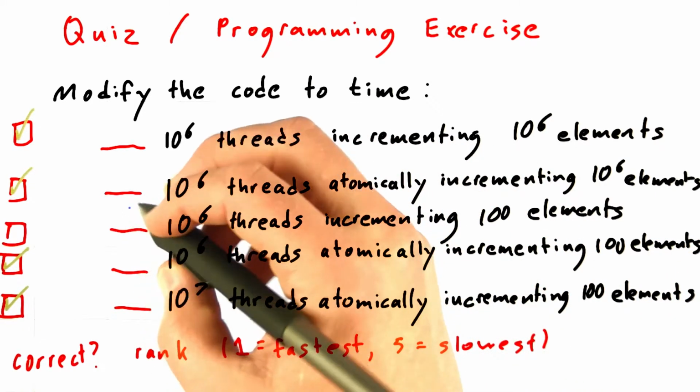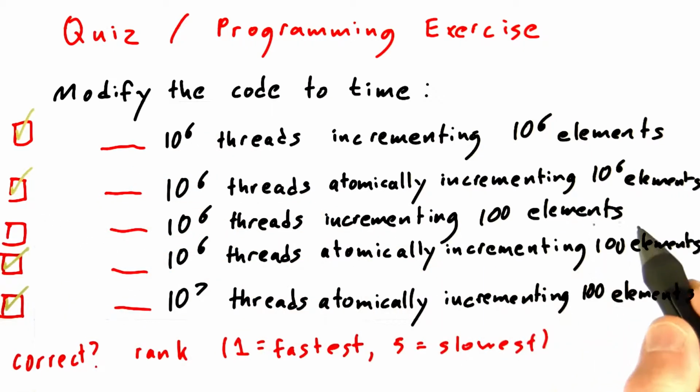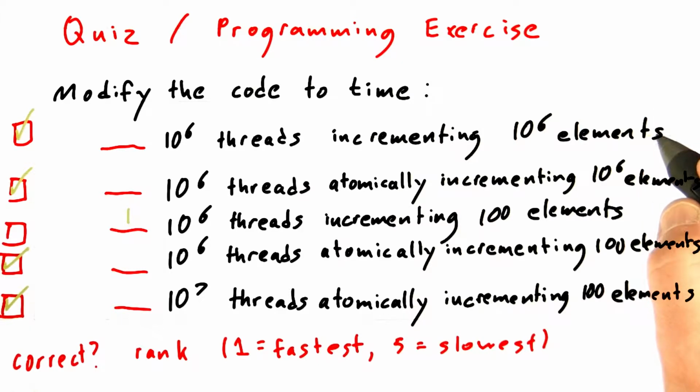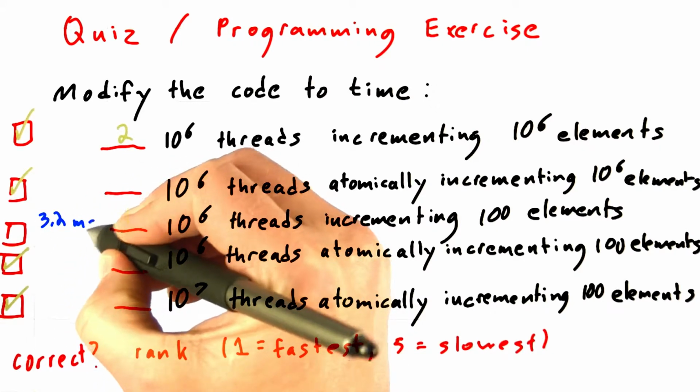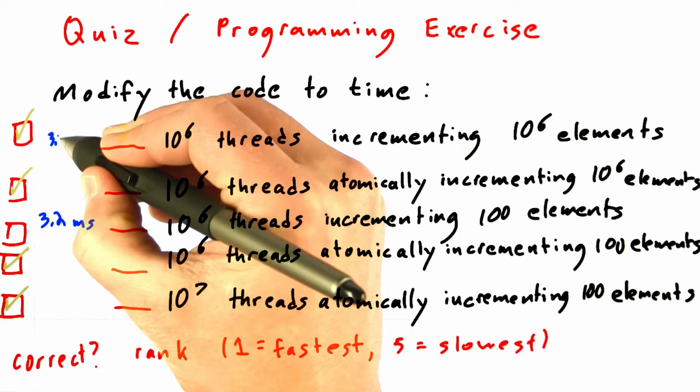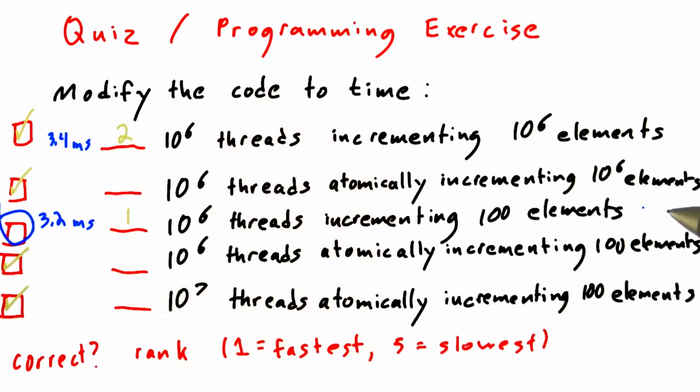The fastest, perhaps counterintuitively, is going to be option 3, a million threads writing into 100 elements. And the next fastest will be option 1, a million threads writing into a million elements. On my laptop, these two operations take around 3.2 milliseconds and 3.4 milliseconds, respectively. Of course, it's not a very useful option since it doesn't give the correct answer, but it's still interesting to look at what's going on.